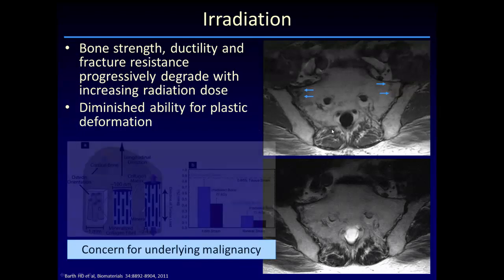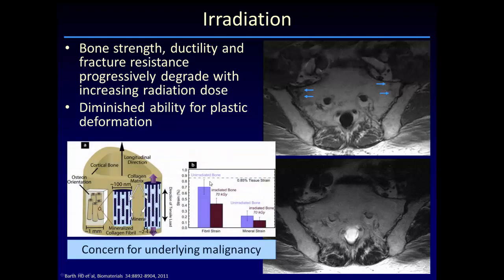Here's a patient who's had radiation developing fractures, and radiation is another important thing to keep in mind because it reduces not just bone density, but it reduces many other parameters in the bone, including its ductility and its fracture resistance, and this is a progressive phenomenon that is related to radiation dose. But again, we tend to overlook these because we're always worried about an underlying malignancy.